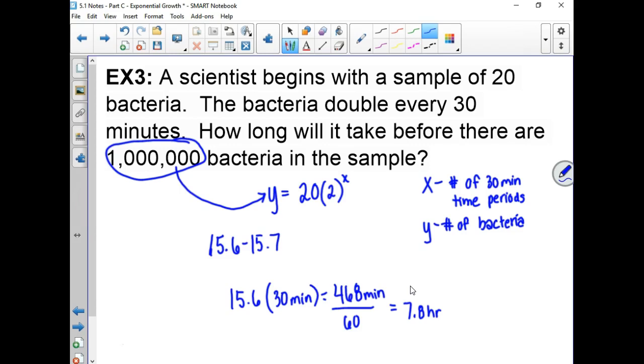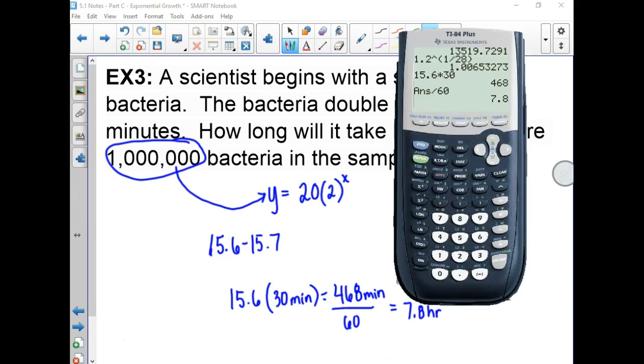So let me show you how to find this on your calculator with the graph, because we can get a better answer. So if we go to y equals, and we see that we have 20 times 2 to the x. Let's put in 1 million right here in our y2. Okay. Now we're going to graph this. We're probably going to have to change our window to be able to graph this, because if we graph it right now, I just barely see something over here.